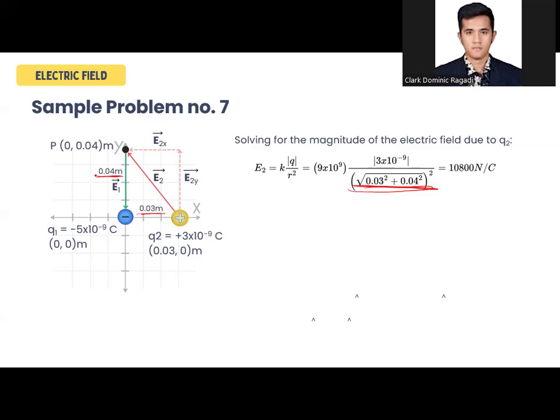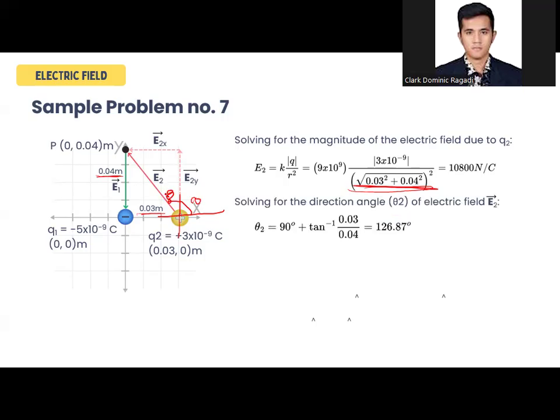And then to solve for the direction, if you're going to draw an imaginary Cartesian plane here, that would result in this angle. That is, this angle 90 plus this angle beta here. So basically, our angle is just 90 plus the arctangent of 0.03 over 0.04.